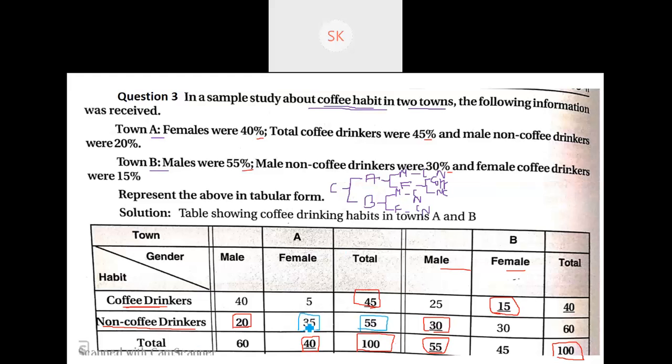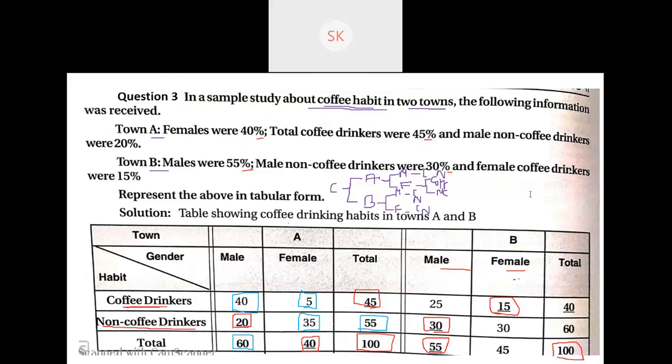Now, next let us calculate here. If you go on and calculate the female category in town A, 40 were the total people, in which 35 will not drink coffee, which means 5 of them will drink coffee. As simple as that. Now, coming to the last calculation of town A, that is male. Out of 100 people, 40 of them are female, which means 60 of them will be male in town A. Then, out of 60 total, 20 of them do not drink coffee, which means 40 of them will drink coffee. So that was your town A calculation.